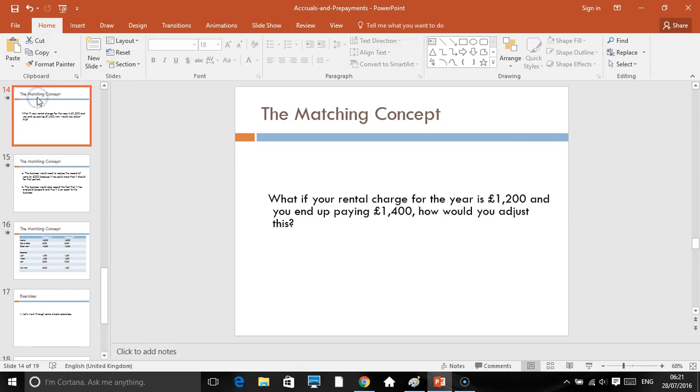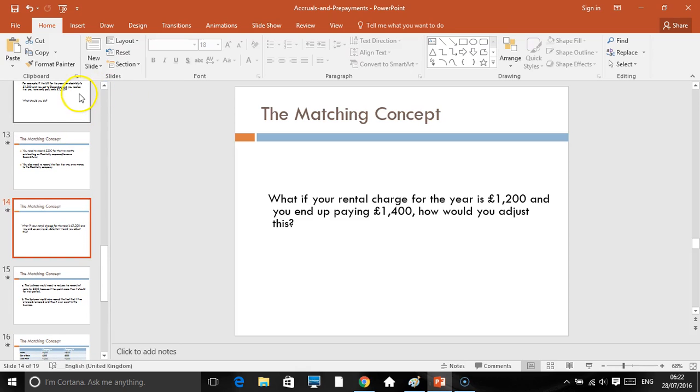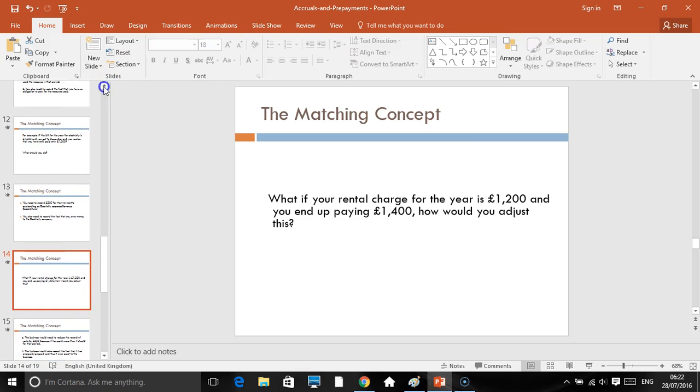And this, in a way, is the reverse of the earlier example we looked at when it came to rents. So here we have a scenario where it says, what if your rental charge for the year is 1,200 and you end up paying 1,400? How do you adjust it? Well, you know that it must only show 1,200. Why? Let's go back to the core matching concept. The core matching concept states that, let's just go back up here so we can read that.